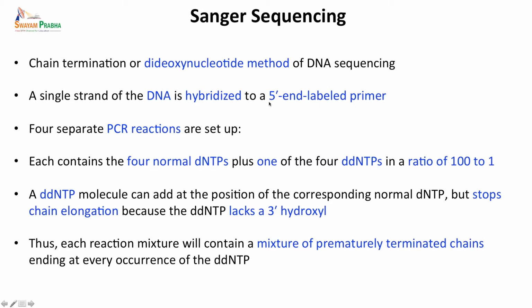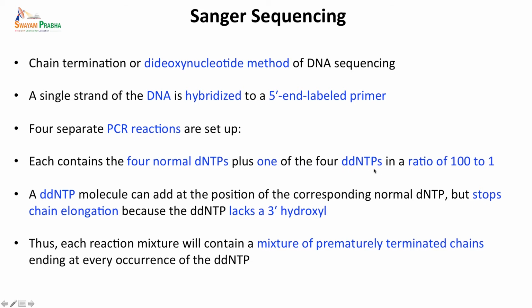Now this primer was a 5' end-labeled primer. So similar to Maxam-Gilbert, instead of labeling the template, here a primer was used which had a radioactive tag at the 5' end. And then 4 separate PCR reactions were set up in this method. Each of these 4 reactions will have the 4 normal dNTPs. You recall in a PCR reaction, you have a template, you add the dNTPs, you add the polymerase, and then you go through PCR cycles. So here, along with the 4 normal dNTPs, one of the 4 ddNTPs was added.